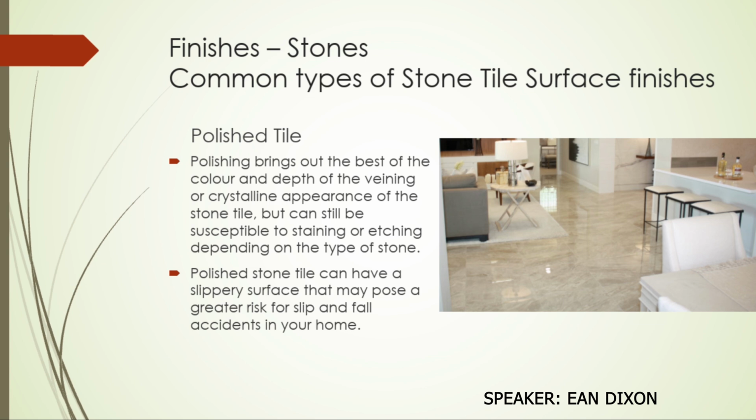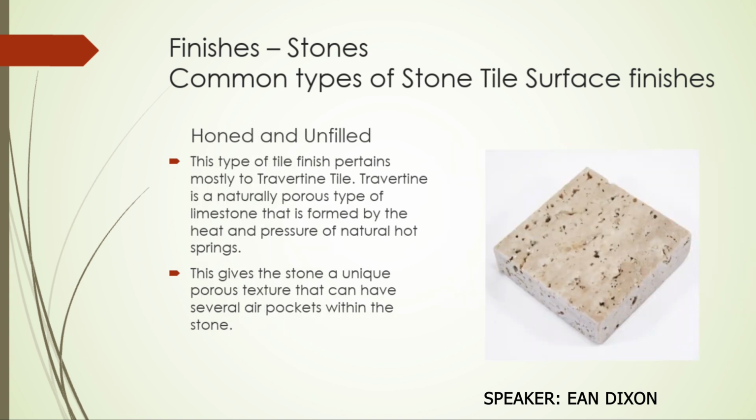Another example is polished tile. Polishing brings out the best of the color and depth of the veining and crystalline appearance of the stone tile, but can still be susceptible to staining and etching depending on the type of stone. Polished stone tile can have a slippery surface that may pose a greater risk for slip and fall accidents in your home. As you can see, you can notice the glossy finish of the floor.